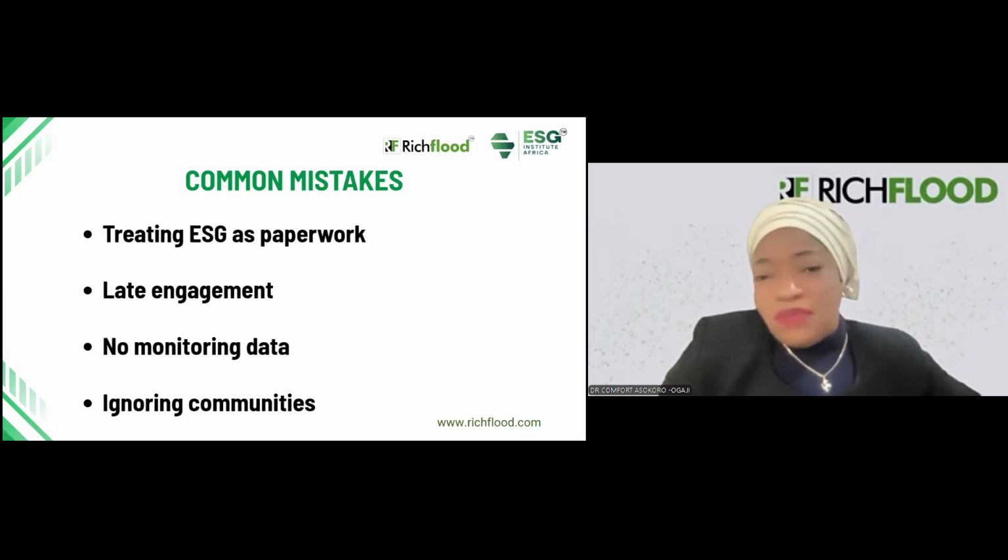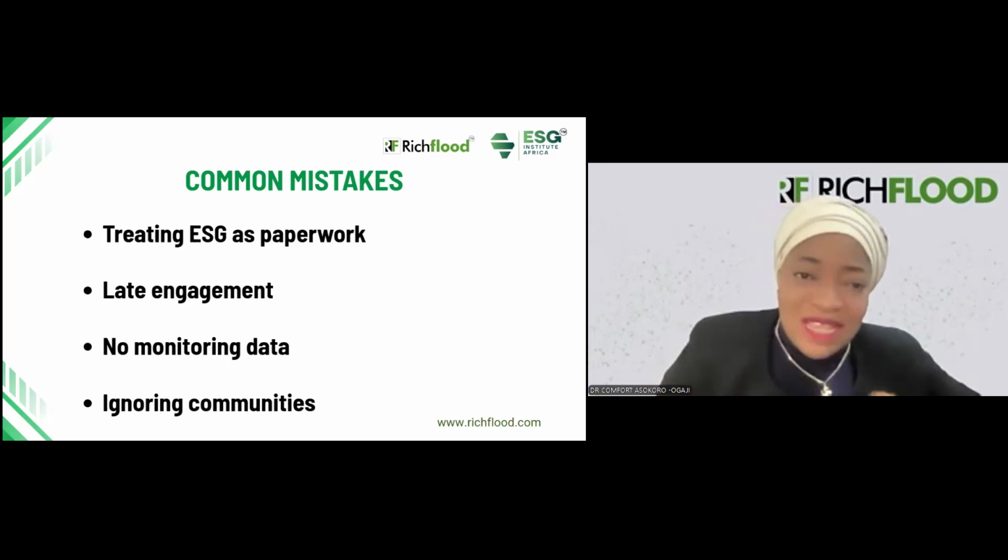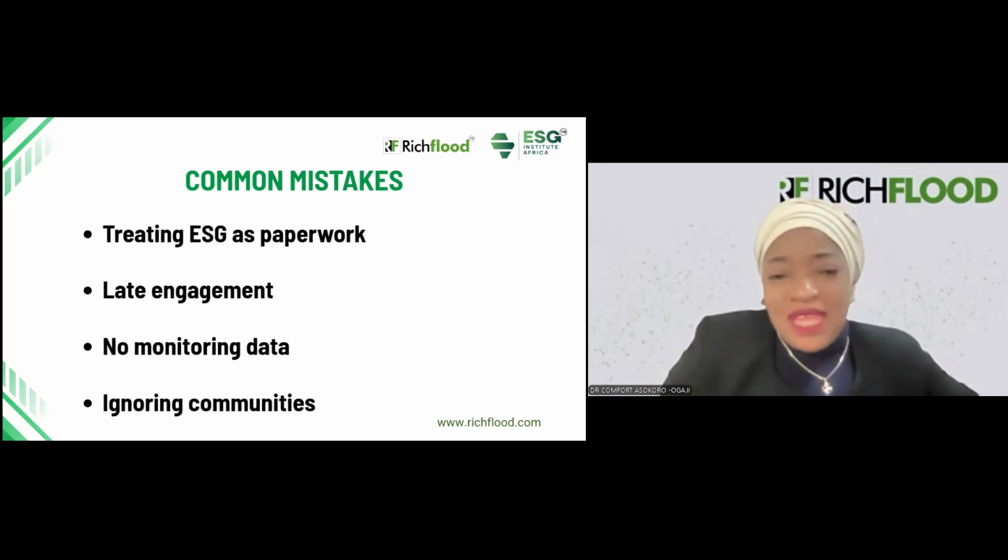And also, the common mistake we make is that we engage too late. Rich Flood, come and help us develop an ESIA, that's Environmental and Social Impact Assessment. And when we get there, the project is halfway gone. That is a common mistake. Such projects are so hard to fund. We have to work hard to be able to establish certain baseline environmental parameters of that environment before we can proceed.